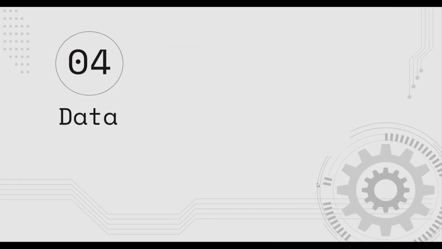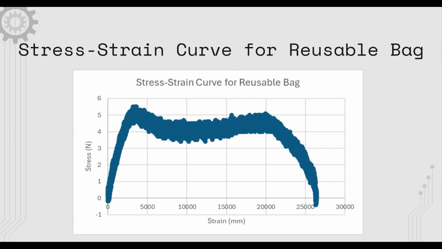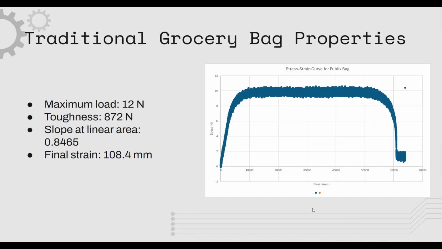So then to go into our data a little bit, we were able to export the data from the Mark 10 into a CSV file and then regraph our stress strain curves using Excel. So here was the stress strain curve for our traditional Publix bag, and then here was the stress strain curve for our reusable bag.